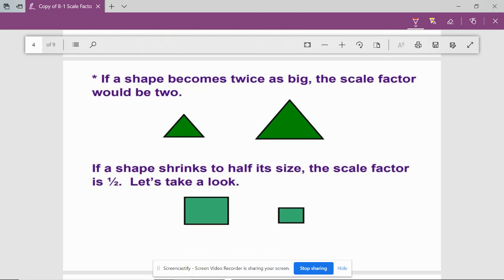This is just something that we need to always remember, to hopefully make it common sense. If a shape becomes twice as big, the scale factor would be 2.